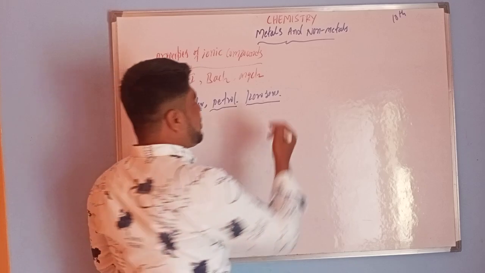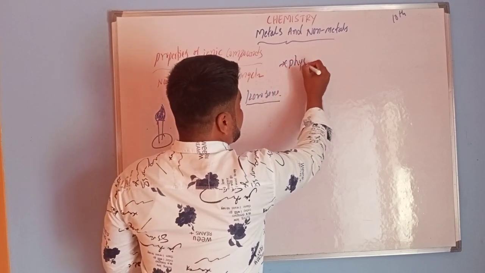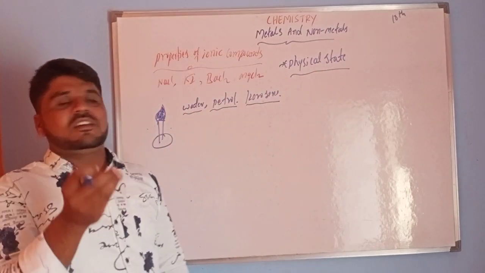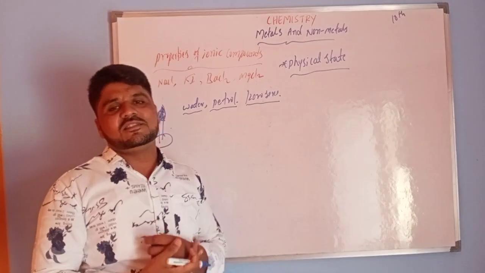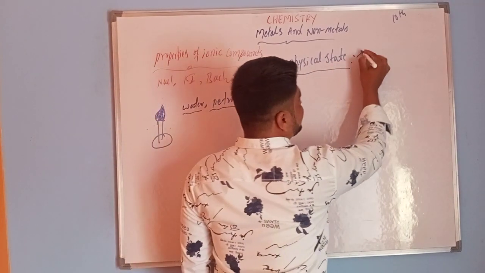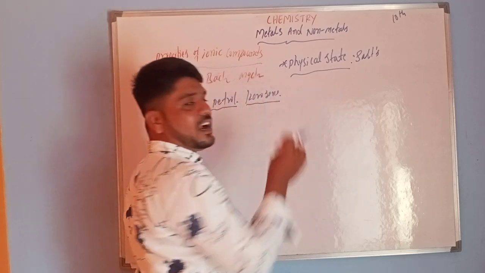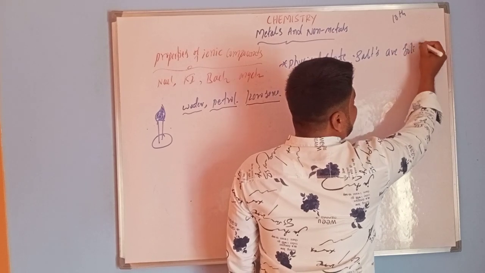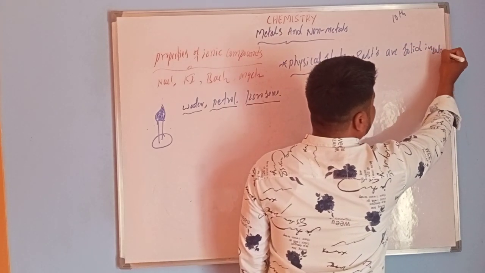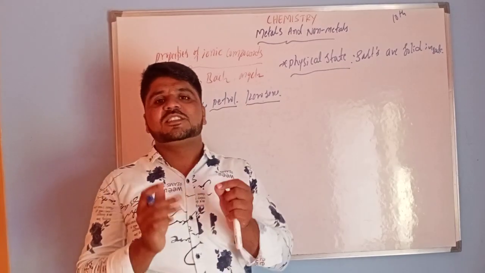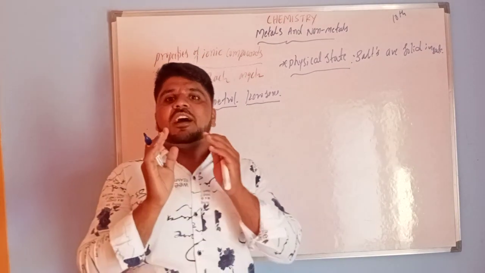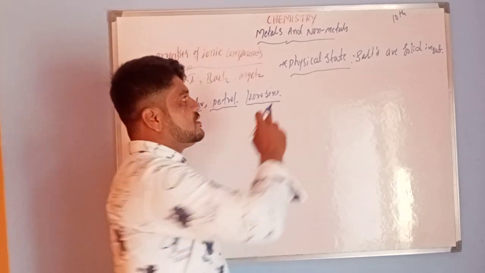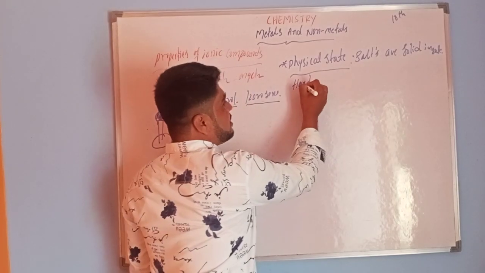So the very first physical property is physical state. If you observe the ionic compounds, generally these are salts, we call them salts. So salts are generally solid in state. Physical state, first physical property or physical nature: the ionic compounds are solid and somewhat hard.